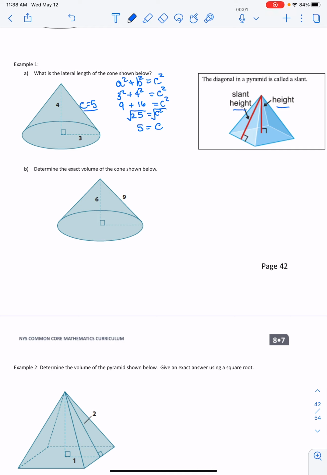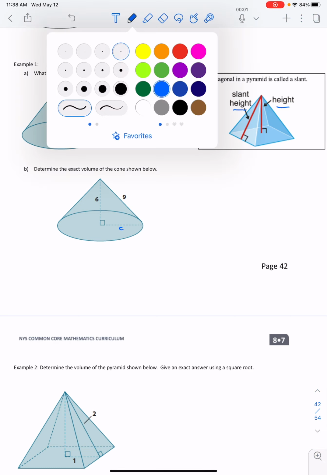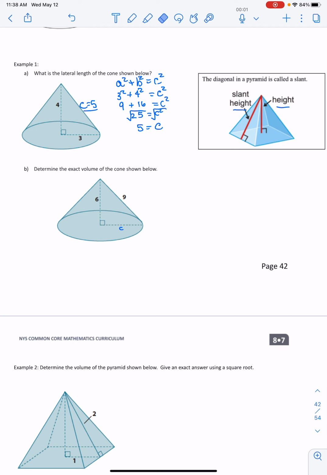So B says, determine the exact volume of a cone shown below. Now here we have a little bit of an issue, again, because we don't know what the radius is down here. So we've got to find this first. So when we're trying to find that, actually I'm going to change color so I can see that a little bit better in black. There we go. So here we've got a squared plus b squared equals c squared. And that's actually an a, sorry.